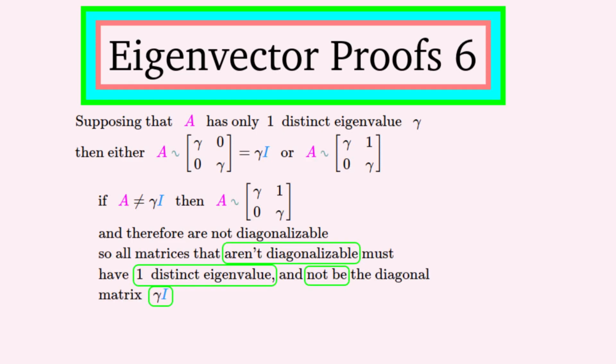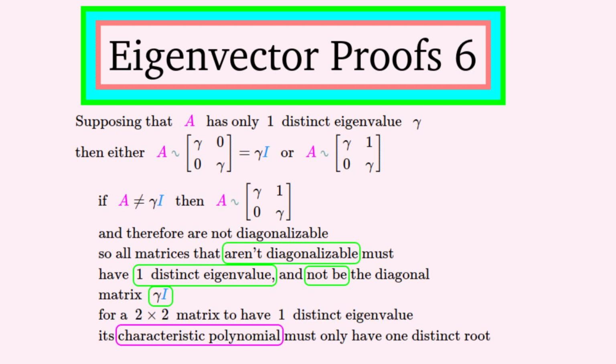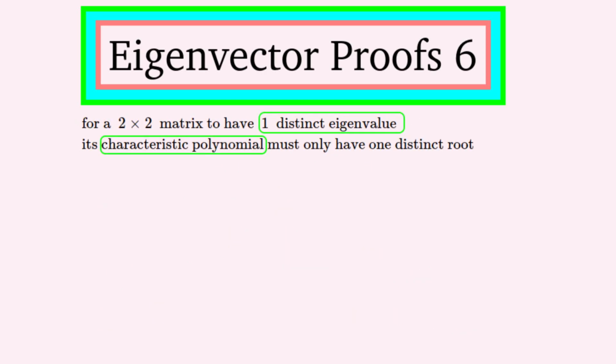We can then make this logical step that all matrices that can't be diagonalized must have only one distinct eigenvalue and not be the diagonal matrix gamma I. This means that the characteristic polynomial of this matrix must only have one distinct root. I'll just scroll everything up the screen so as to make more room.